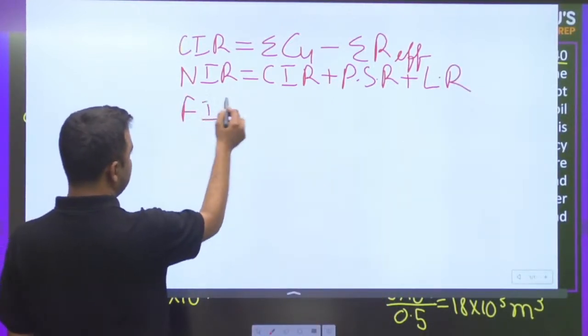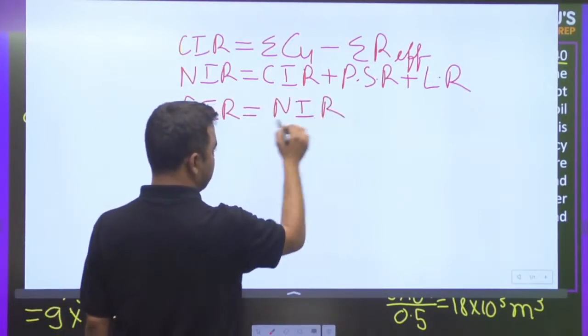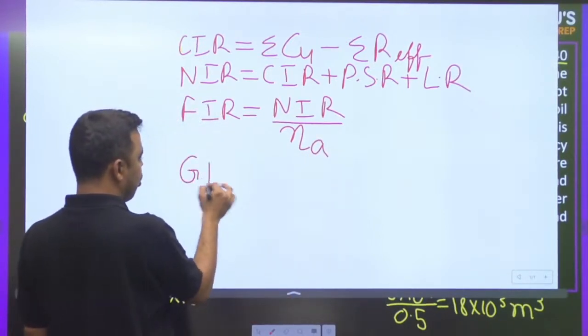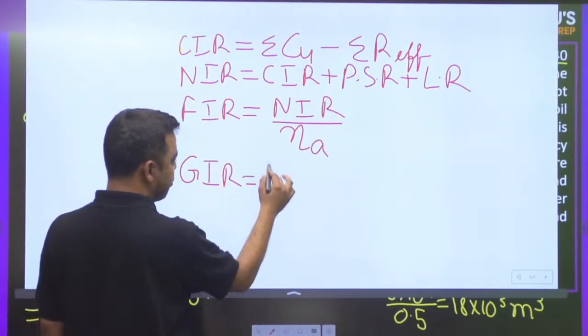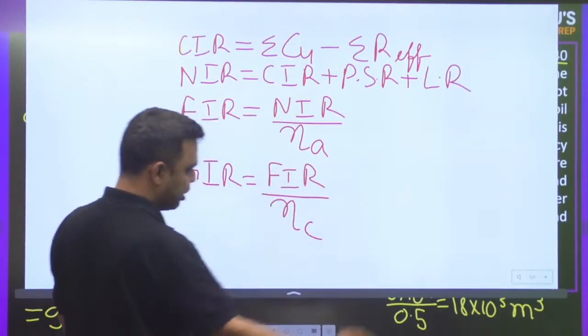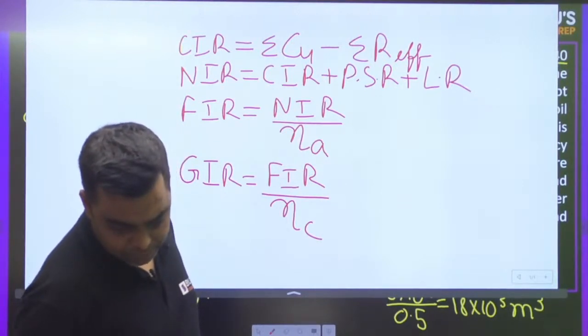Then we have FIR is equal to NIR by eta A, and then we have gross irrigation requirement, that is equal to FIR by eta C. Is this clear?